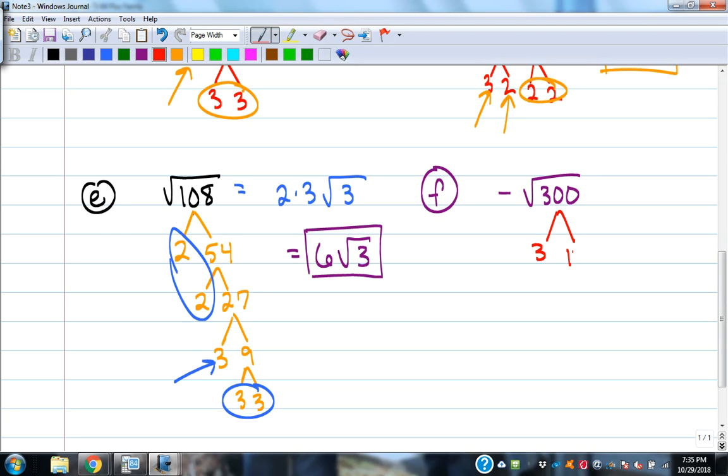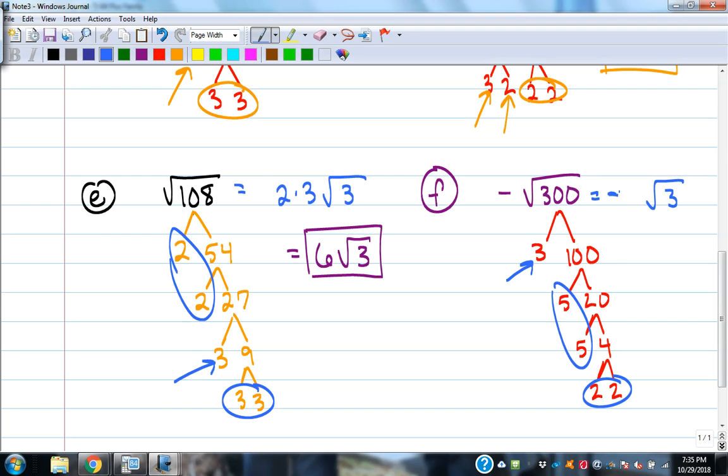10 times 3, right? That's the easiest way. 3 times 100. And then 100 is 5 and 20. 20 is 5 and 4. 4 is 2 and 2. So I have a pair of 5s, a pair of 2s, and then a 3 that's left on the inside.